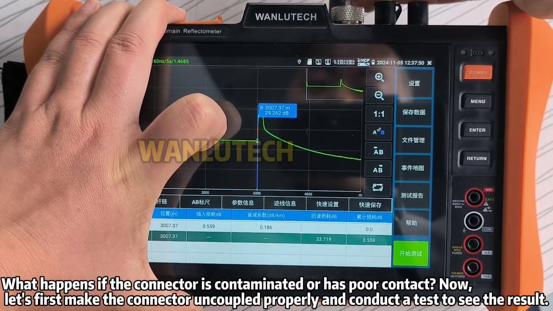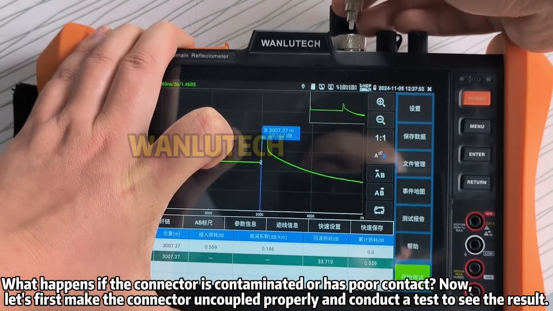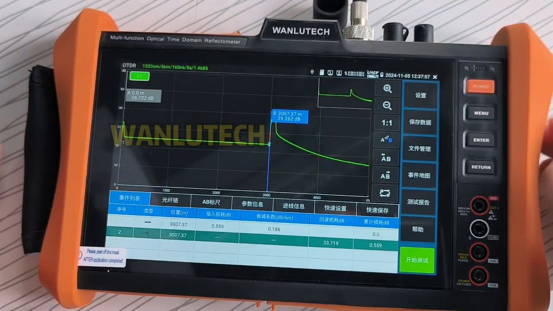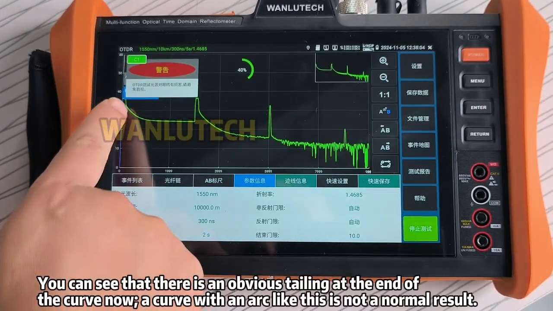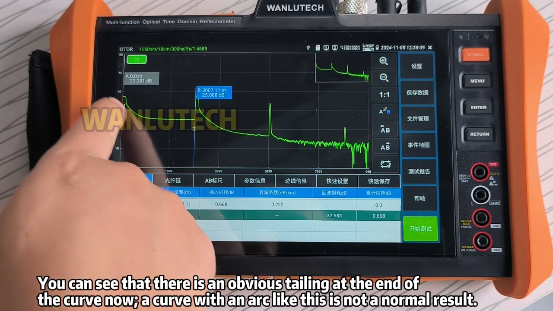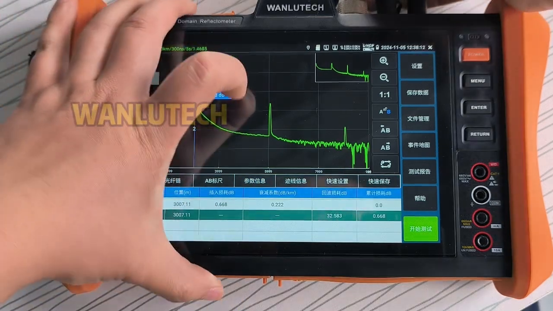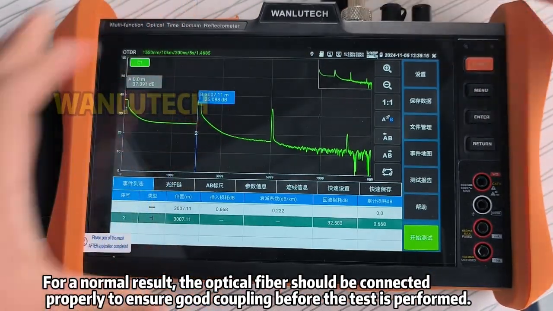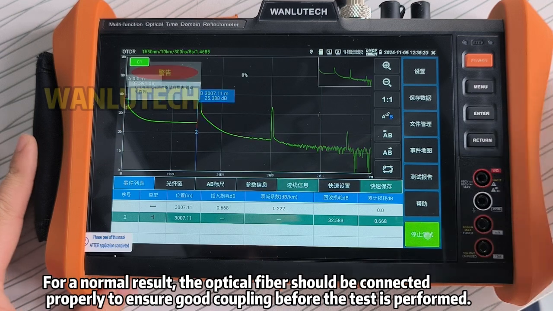What happens if the connector is contaminated or has poor contact? Now, let's first make the connector uncoupled properly and conduct a test to see the result. You can see that there is an obvious tailing at the end of the curve now. A curve with an arc like this is not a normal result. For a normal result, the optical fiber should be connected properly to ensure good coupling before the test is performed.